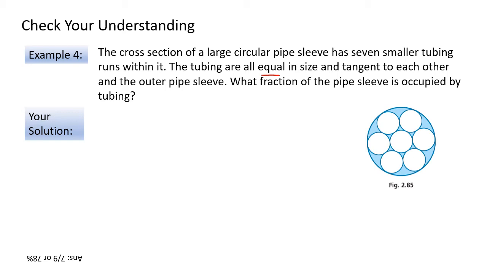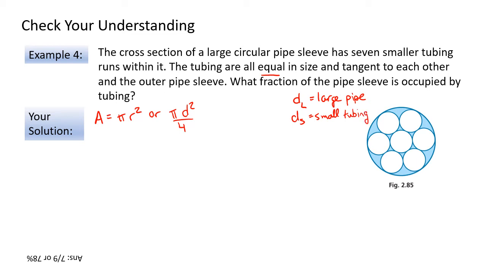So I'm going to start with our formulas. First of all, our area formula, pretty straightforward. Area is equal to pi times the radius squared, or pi times the diameter squared divided by 4. Either one of these formulas works. And what we're trying to find is the fraction of the pipe sleeve that's occupied by tubing. So I'm going to denote the diameter dl for the large pipe and ds for the small tubing.